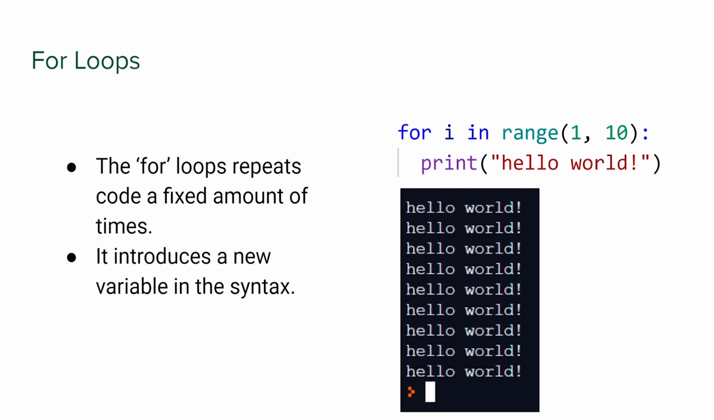So if I do for i in range 1, 11, then and only then will hello world be printed 10 times. Likewise, if it's 1, 15, then hello world will be printed, in this example, 14 times. So we have to keep that in mind, okay?